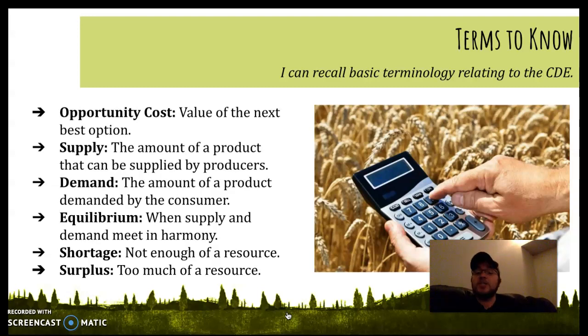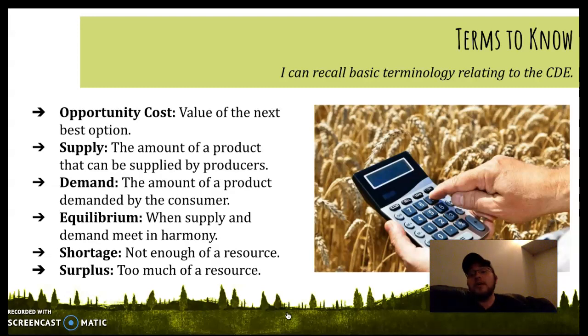So a shortage is when there is not enough of a resource. So shortages then cause prices in the market to drive upward because the resources are scarce. Okay, surpluses, on the other hand, means we produced too much of a resource. So therefore, the value is going to go down and our price will go down.